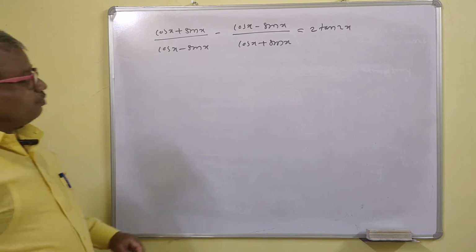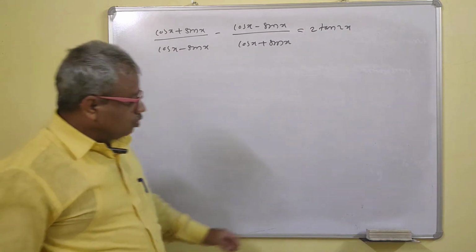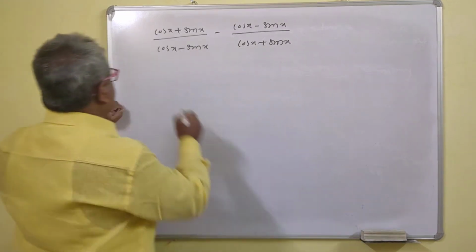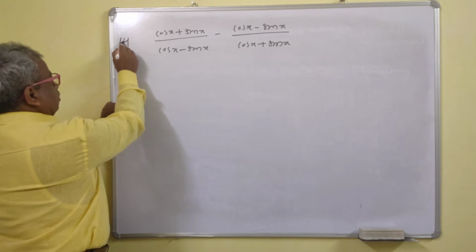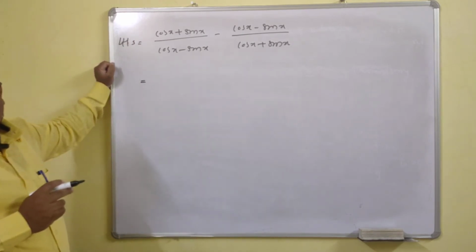So this is also a very simple problem. So just take the addition. Okay, so we'll take LHS, we'll take the addition. So what we have to do? We have to take the cross multiplication.